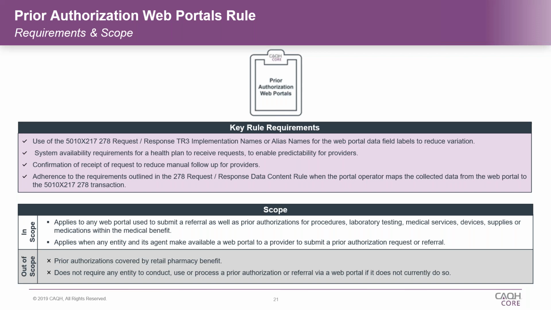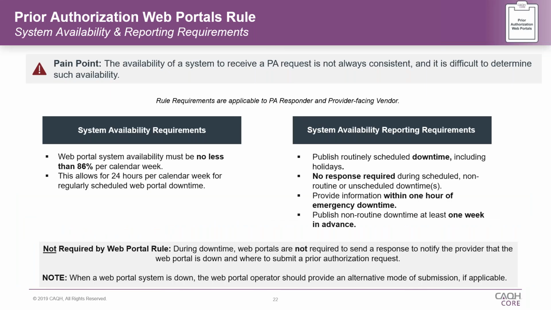Next slide. Okay, let's start off now with system availability and reporting requirements. The system availability requirements in the prior authorization web portal rule requires that the web portal be available no less than 86% per calendar week, consistent with availability requirements in prior phases for the standard transactions, including the 278. This allows for 24 hours per calendar week for regularly scheduled web portal downtime.